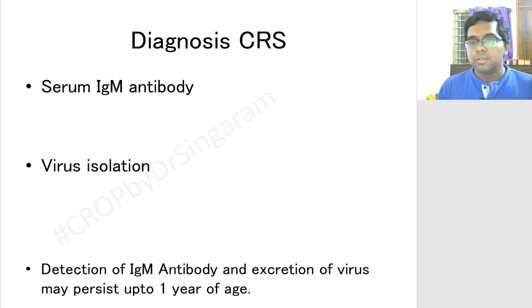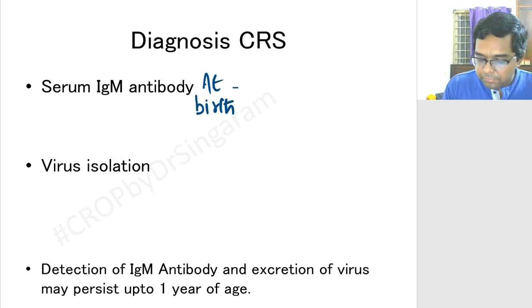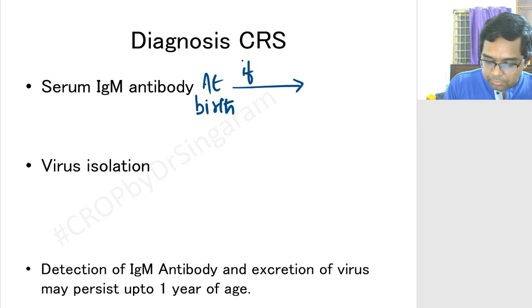Now, talking about the diagnosis of congenital rubella syndrome, please remember it is with the help of serum IgM antibody, which indicates acute infection. This serum IgM antibody should be tested at birth, and if it is positive, it is suggestive of congenital rubella syndrome. Even if this IgM antibody at birth is found to be negative, you have to retest at 1 month of age.